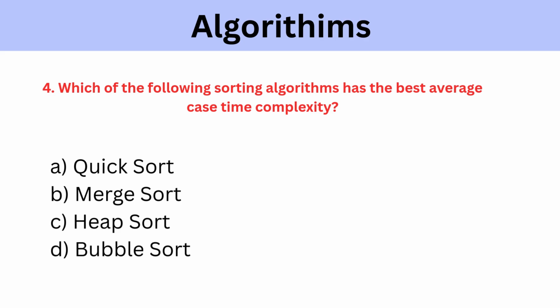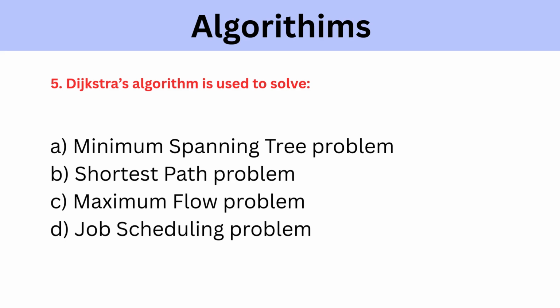Which of the following sorting algorithms has the best average case time complexity? A. Quick sort. B. Merge sort. C. Heap sort. D. Bubble sort. The correct answer is option B, merge sort.